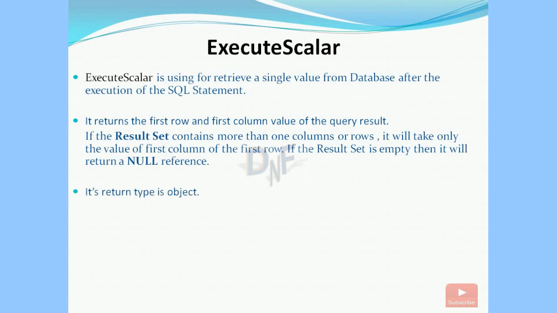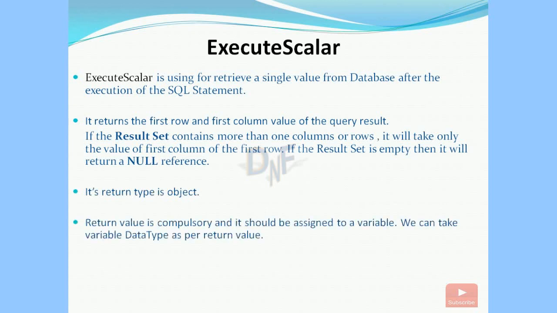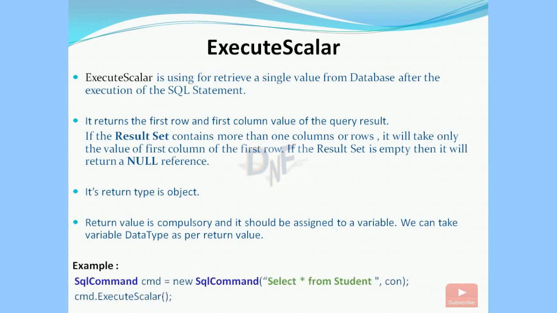Next thing is its return type is object type, and the return value is compulsory, and it should be assigned to a variable, and we can take the variable data type as per the return value. For example, if the first column and first row value of the table is a number, then we can store it in an integer variable or another variable. And if the return type is a character, then we can store it in a C# string variable. So here is a simple example. We just call the same query through execute scalar instead of calling execute reader.